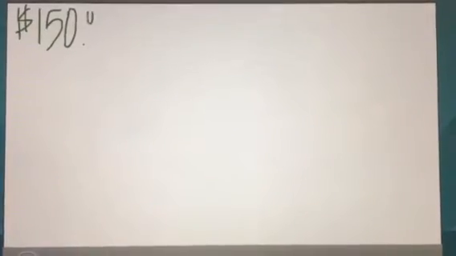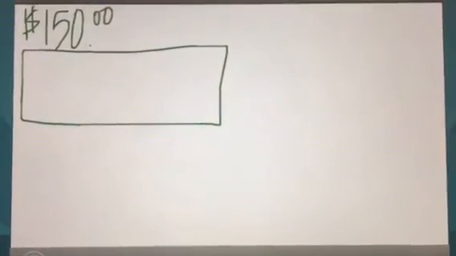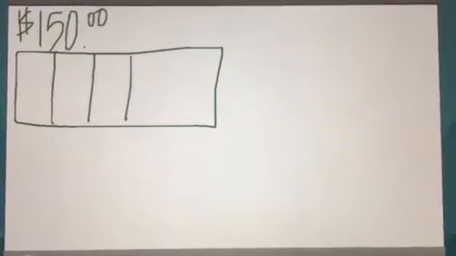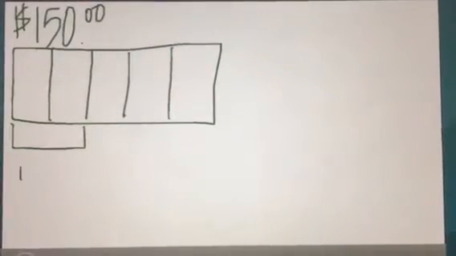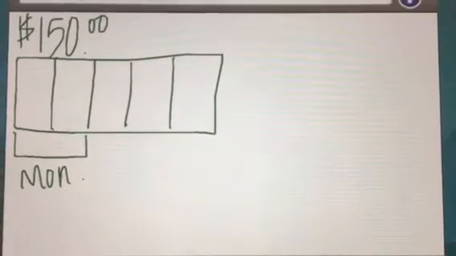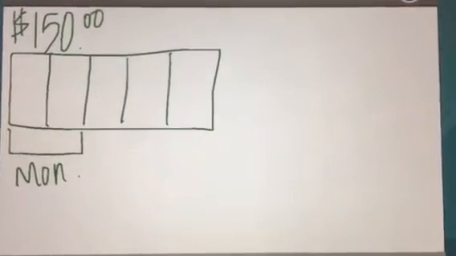So let's start with what we know. It says Susan has $150, right? You can also draw it as a bar. She spends 2/5 of the money on Monday, so I would divide it into 5 parts. Okay, 2 parts is Monday. She spends the remaining money equally over the next 5 days.